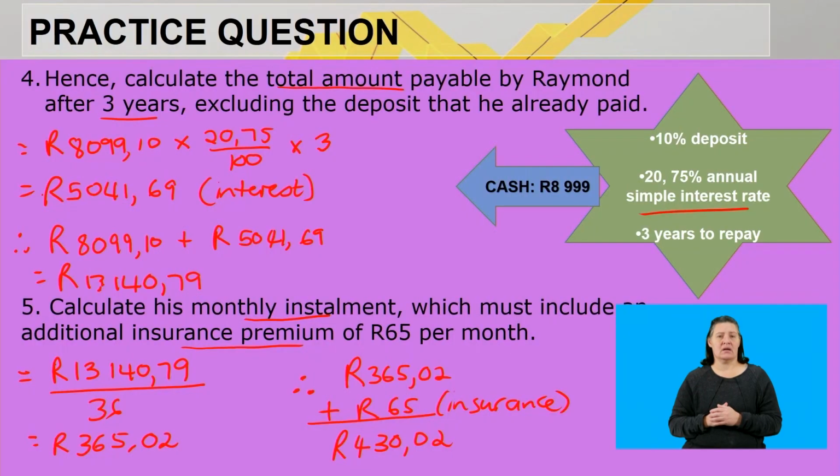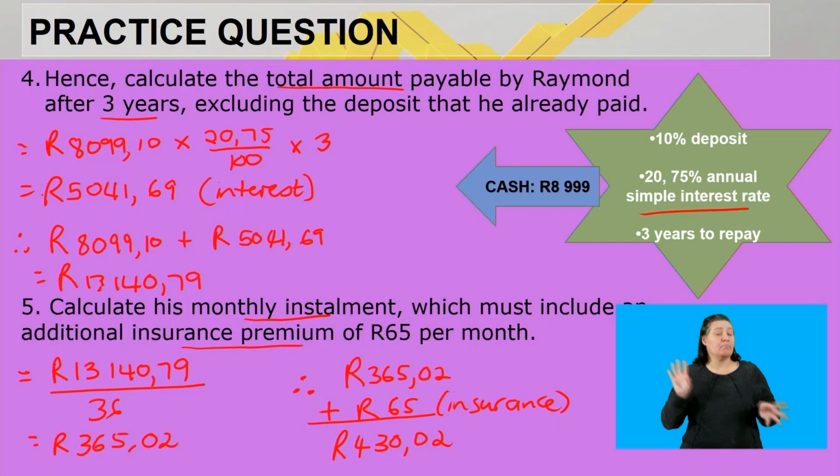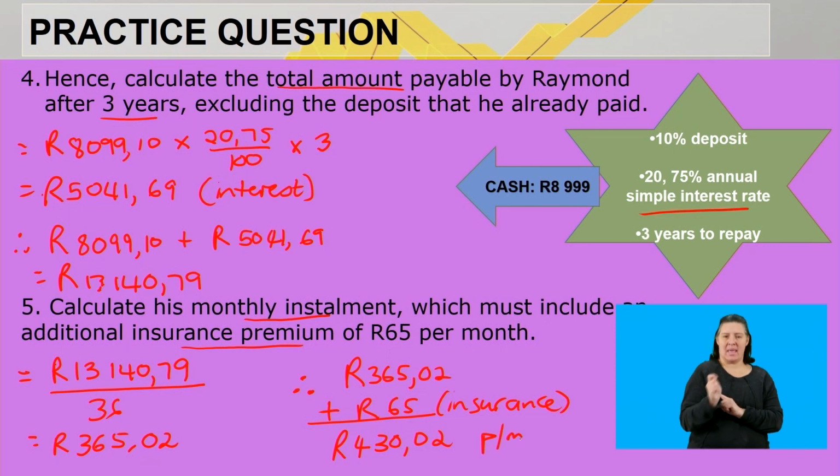Guys, I hope that's clear to all of you. I took the total repayment, the 13,140 rand and 79 cents. I divided that by the 36 months, right? That's the 3-year period. I got the monthly installment before our insurance premium of 365 rand and 2 cents. Thereafter, I took the monthly installment and I added the insurance premium of 65 rand to it, and I ended up at 430 rand and 2 cents per month.